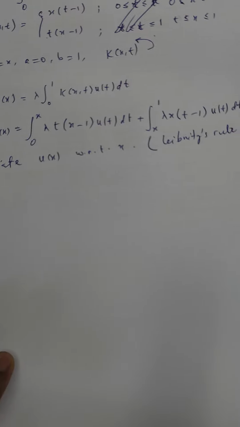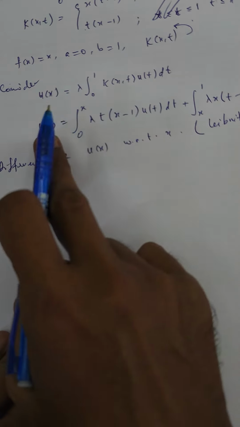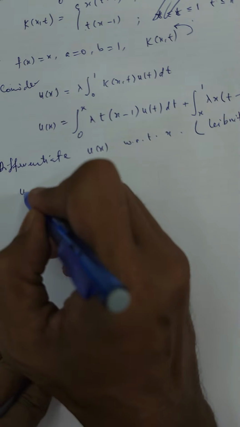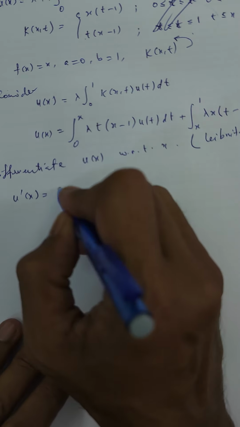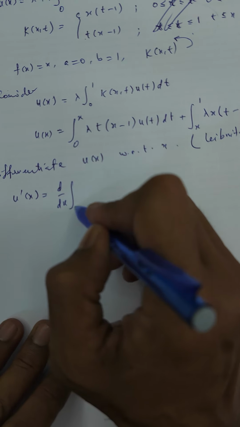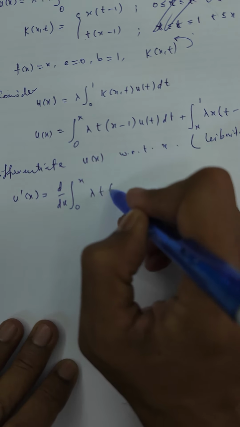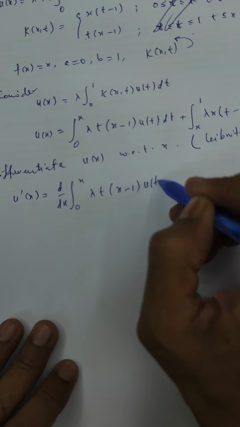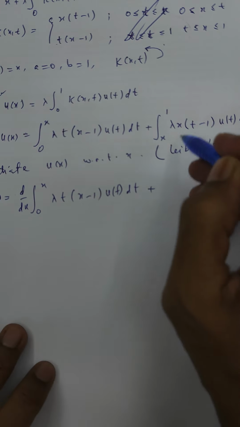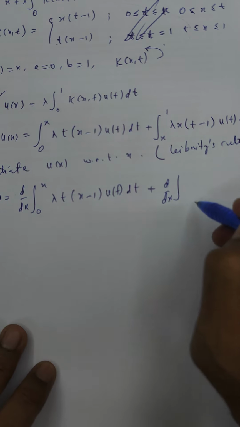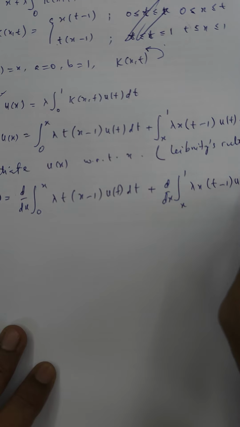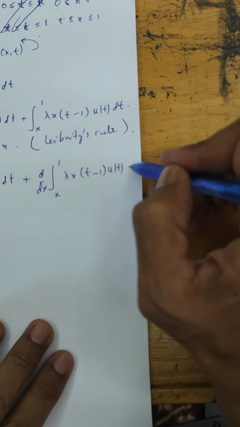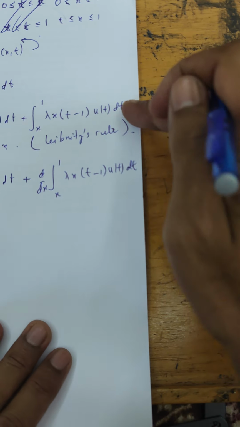Okay, you can use the Leibniz rule. What is the Leibniz rule? Differentiate this, and I'll explain those things. u prime of x is given as, we differentiate this, d/dx of the integral from 0 to x of lambda t (x minus 1) u(t) dt, plus the integral from x to 1 of lambda x (t minus 1) u(t) dt. I just copy the u that we have above.